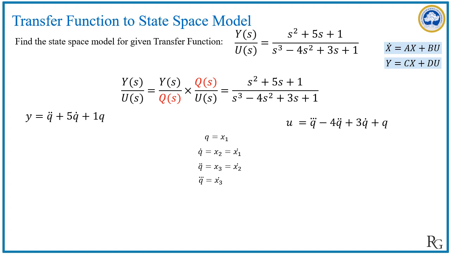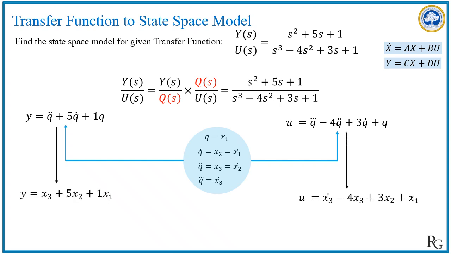Now we have the state variables with us. We know there are 3 state variables, so we have to find 3 equations with the derivatives of the state variables, that is x1 dot, x2 dot and x3 dot, and one output equation. So we will proceed further. We will put all those variables in this particular equation. From the first equation we will get y is equal to x3 plus 5x2 plus 1x1.